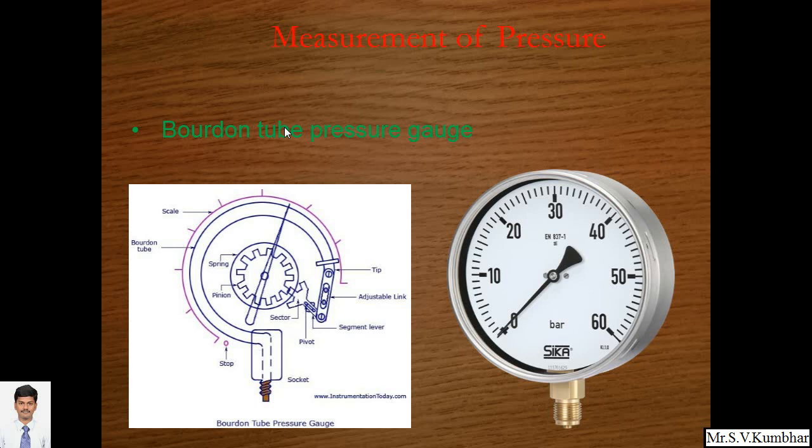How does it work? When fluid under pressure enters the hollow elliptic Bourdon tube, it will try to become circular, hence it expands. So its free end expands, that's why it shows deflection. Pinion shows deflection, and on this pinion a pointer is mounted, and below this pointer a calibrated scale is mounted in bar, PSI, Newton per centimeter square, kg per centimeter square depending upon application.